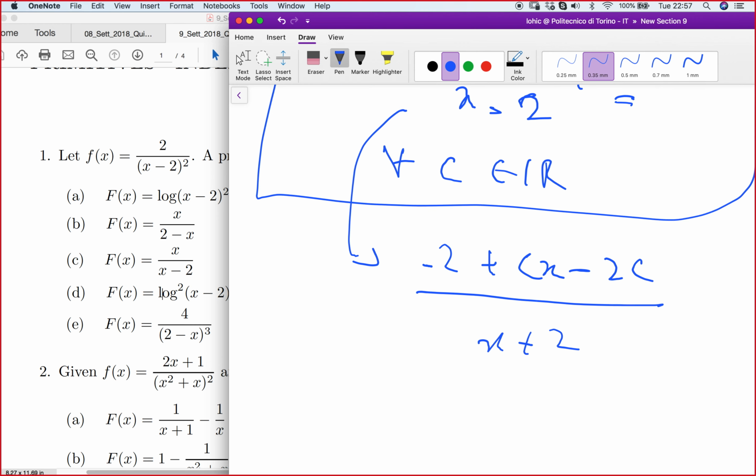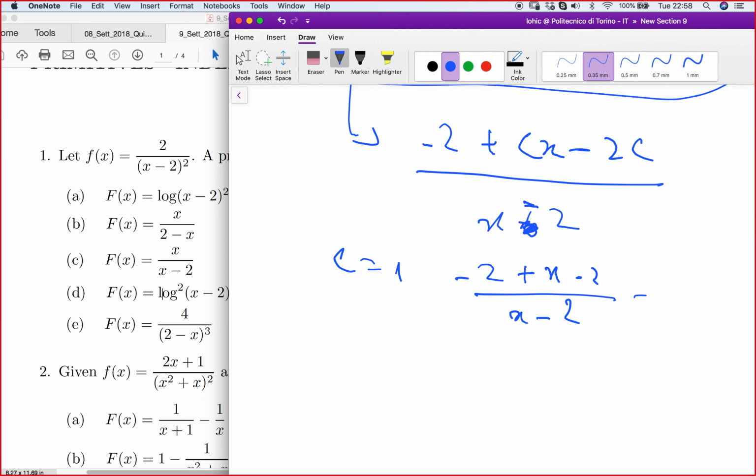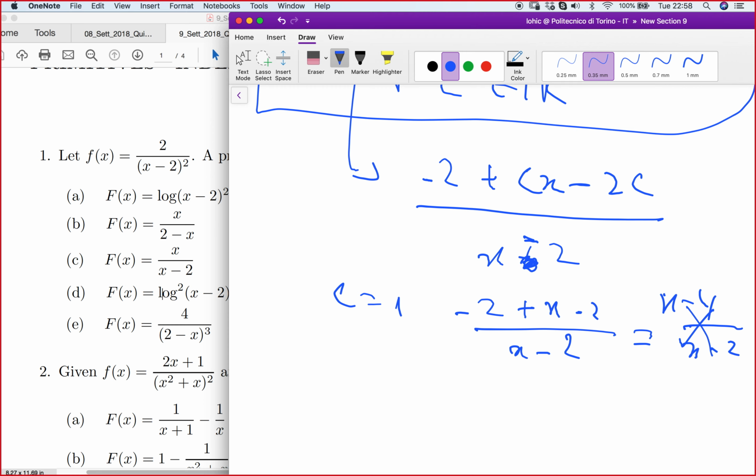So in fact, if I want to stay with x at the numerator, I can try c equal to 1. But if I put c equal to 1, I will get minus 2 plus x minus 2, divided by x minus 2. You see that it will give me x minus 4 over x minus 2. That is not one of the answers, right? So let's try with minus 1.